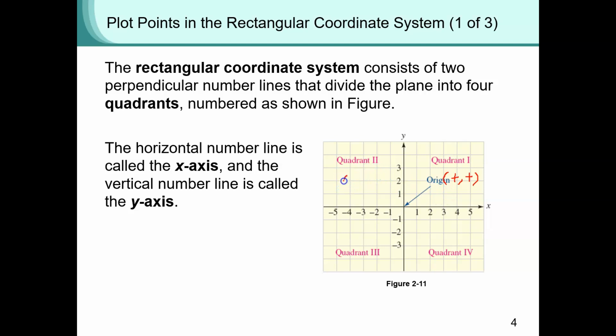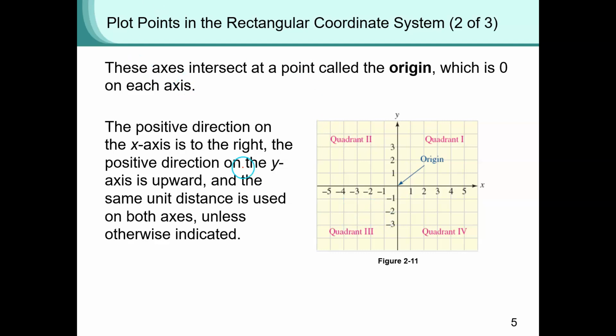When it comes to quadrant 2, you will have a negative x and a positive y. Quadrant 3, everything is negative. On quadrant 4, you'll have a positive x and a negative y. The midpoint here, the center, we call it the origin. So at the origin, everything is 0, 0.